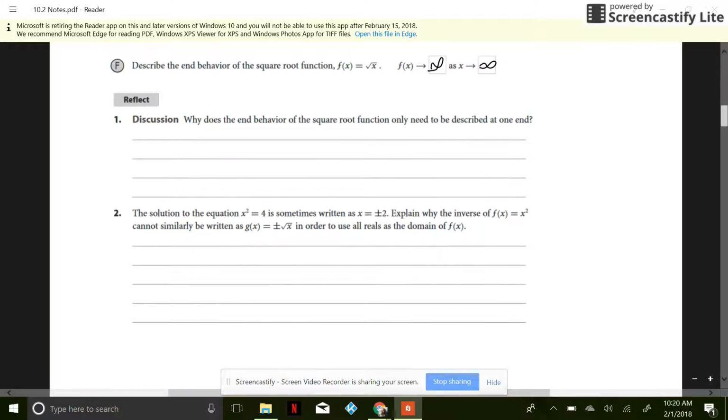So why does the end behavior of the square root function only need to be described at one end? We're only dealing with positive solutions. We've restricted our domain, so we're only dealing with one half of the graph.